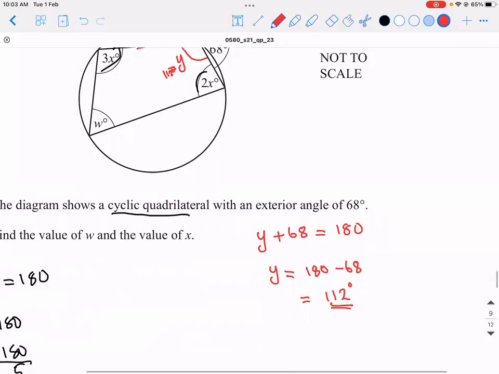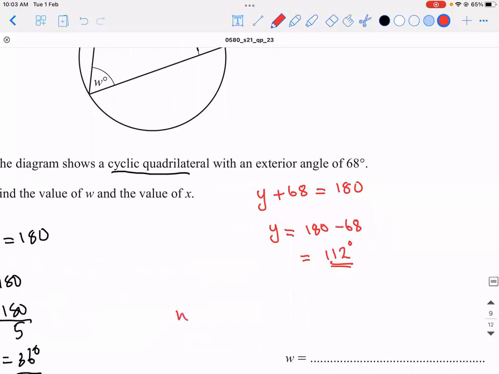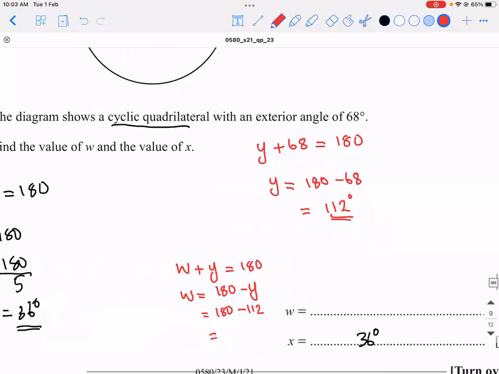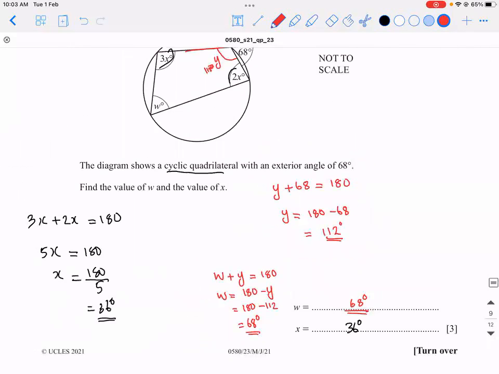Because we can say that the opposite angles, that means w plus y, has to be equal to 180, or w is equal to 180 minus y. So 180 minus 112, again we will get 68 degrees. So the answer for w is 68 degrees, and x is equal to 36 degrees. So that is the answer for this part. I hope you got it.